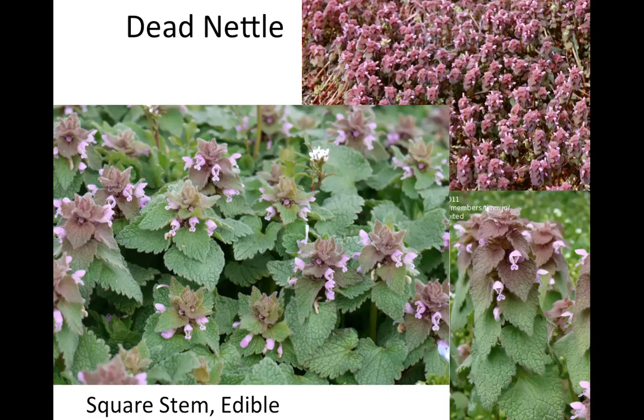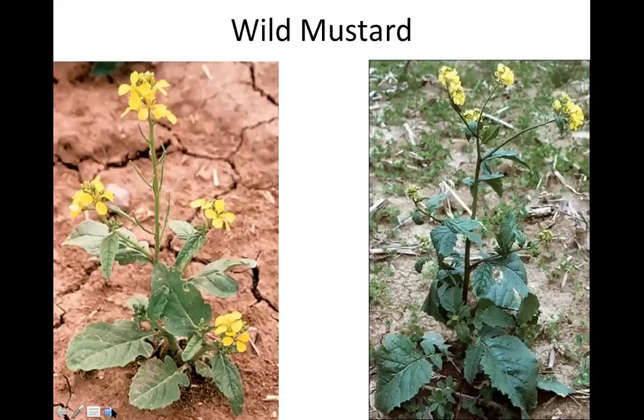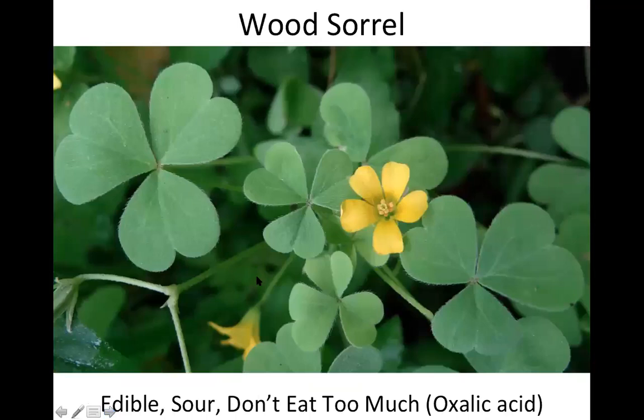How you can tell it's dead nettle is it has a square stem, so it's in the mint family. So anything that has a square stem is in some type of mint. Wild mustard, definitely easy to pull. Just more about identifying it. Wood sorrel, super easy to pull.